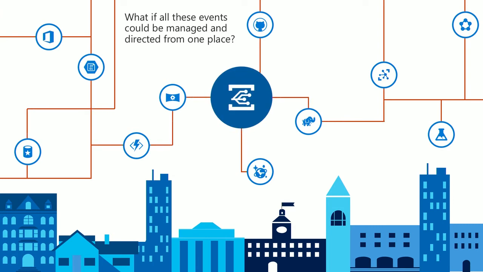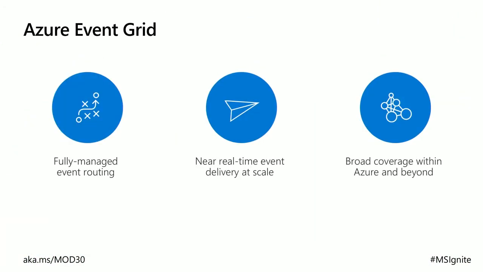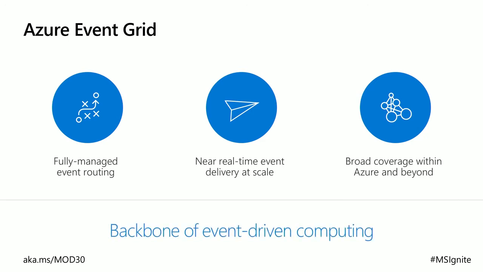What if you could actually just have a facility that managed all of these events for you in one place and triggered activities without actually having to maintain an infrastructure? Well, that's what Event Grid is made for. It's actually fully managed event routing. It's near real-time event delivery at scale, and it's a broad coverage with Azure and beyond.